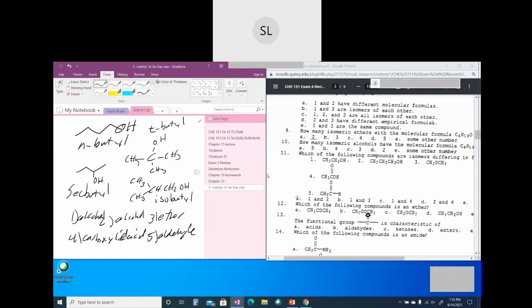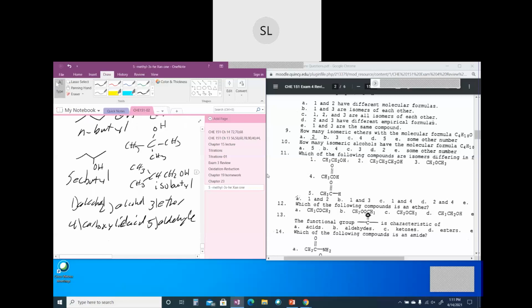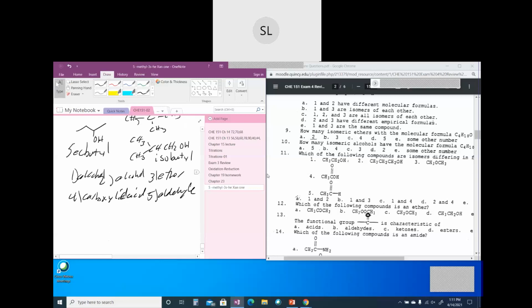When we look at 4 and 5, these do not have 6 hydrogens. They only have 4 hydrogens. Both of these have 4 hydrogens. However, this one has 2 oxygens and this one only has 1 oxygen. So the only isomers that differ in functional groups, where isomers mean they have the same number of carbons, oxygens, and hydrogens, are 1 and 3, because 1 and 3 differ in functional group. You got an alcohol, you got an ether.